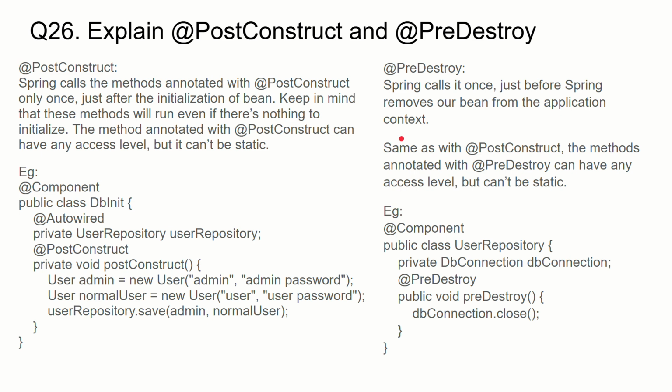Similarly, @PreDestroy: Spring calls it once just before Spring removes our bean from the application context. Again, this can have any access level, but it cannot be static. Here we can see we are using @PreDestroy on the preDestroy method, which is closing the DB connection. So basically it is used for cleanup activities.